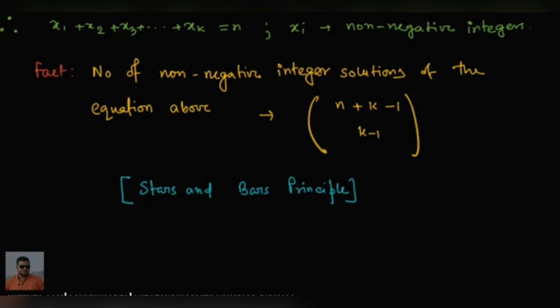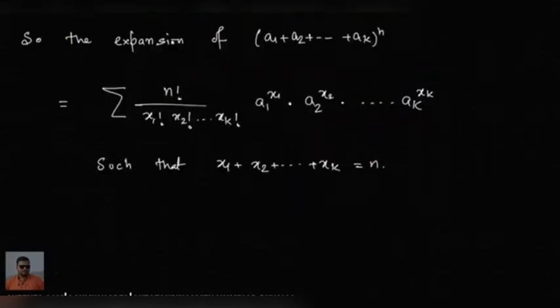Now why is that true? Try to think about it. Maybe we can discuss that same concept in some other videos. The number of terms in this expansion would be the number of integer solutions of this equation, and each term would look like this. So this is basically the expansion of this thing.